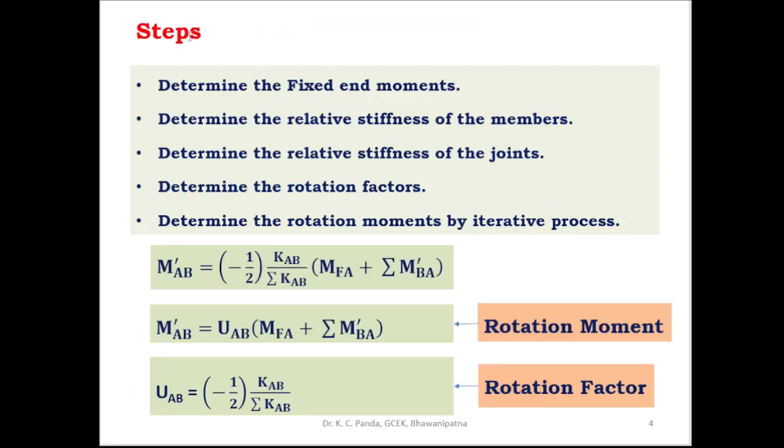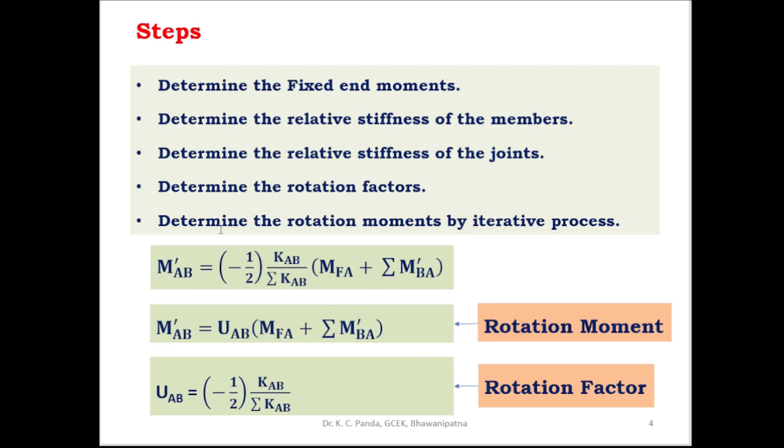Then coming to the step-by-step procedure to solve symmetrical frames by Kani's method. As you know, the first step is to determine the fixed end moments. Then you have to find the relative stiffness of the members, then the relative stiffness of the joints, then the rotation factors, then determine the rotation moments by the iterative process.